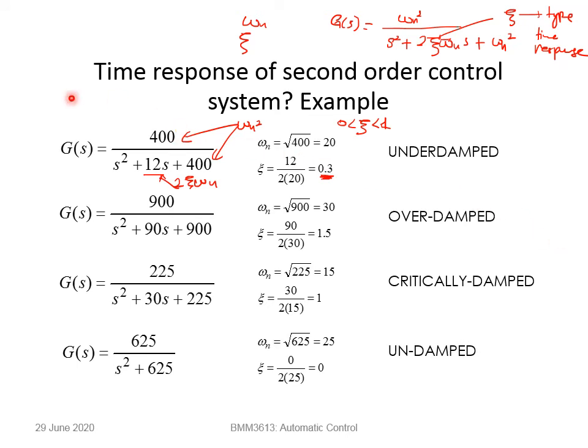So that's how, from a transfer function, just by identifying the natural frequency and the damping ratio, you can directly determine the type of time response that you will have. So you see, for second order time response, it is much quicker to guess the type of response just by looking at these two parameters, without going into calculating the output C(s) and then doing the partial fraction, inverse Laplace, and so on. Just by looking at natural frequency and the damping ratio, we can determine the type of time response.